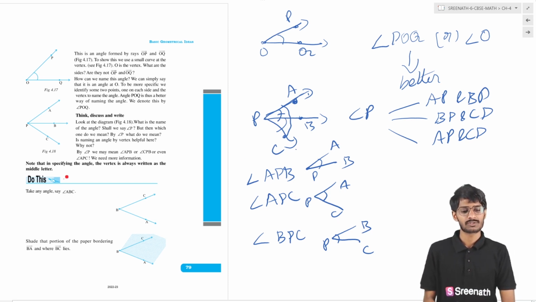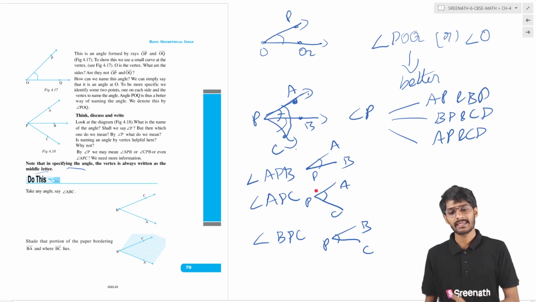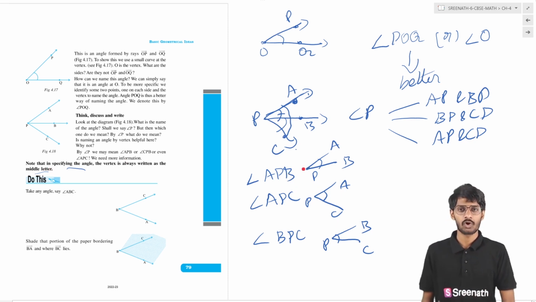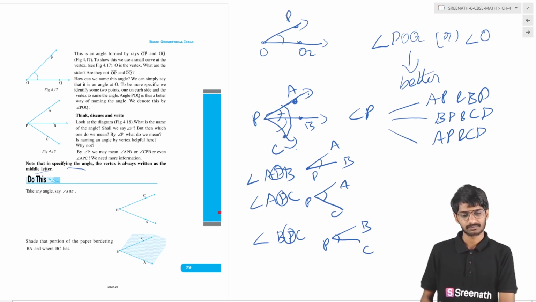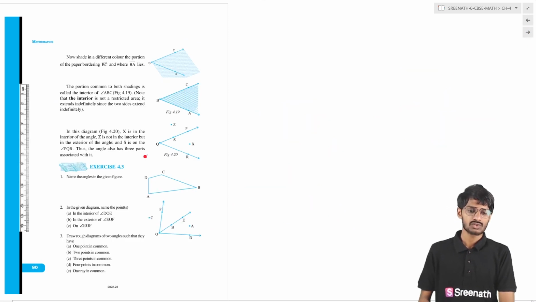So in specifying the angle, the vertex is always written as the middle letter. What you have to remember is, in representing the angle, you have to write the common point, or the vertex, in the middle. Here you have written P. That P is the vertex, that P is where the angle is subtended, that P is the common point, so you have to write it in the middle. Okay, students. In this way, you can represent an angle.